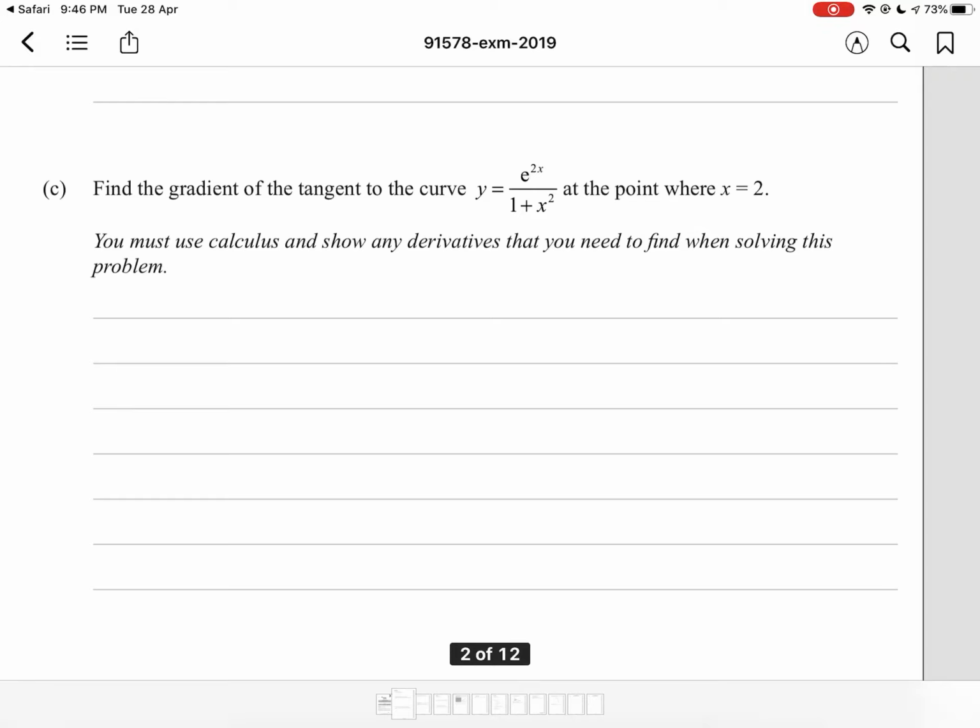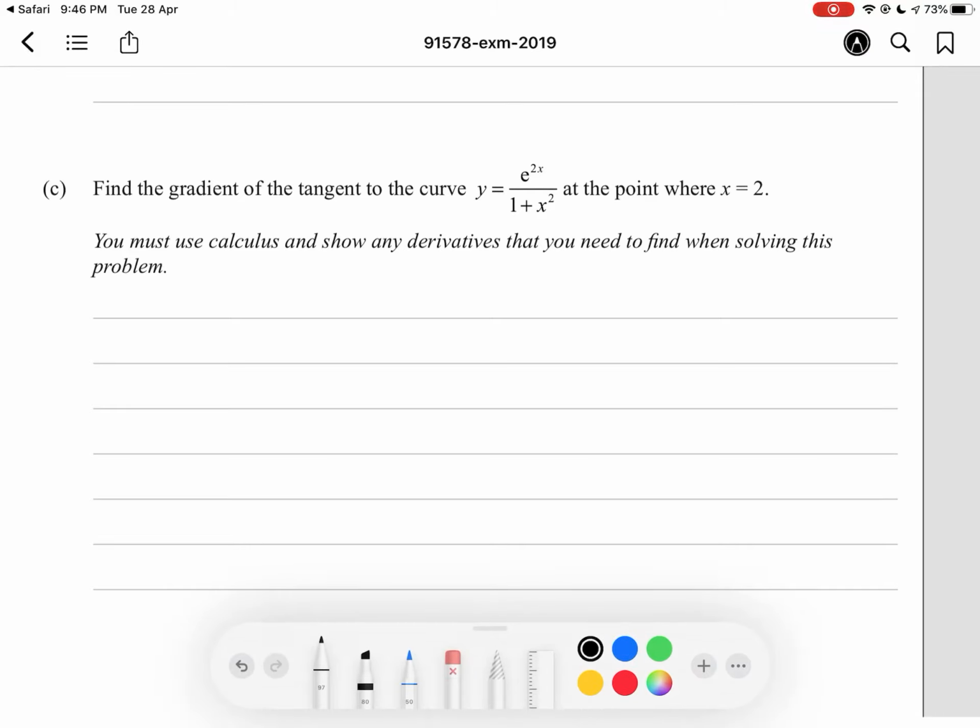Find the gradient of the tangent of a curve y equals e to the power of 2x divided by 1 plus x squared at the point where x equals 2. So in this case, we have a numerator and denominator in a fraction. So I think the most appropriate rule to apply here will probably be the quotient rule. So the derivative of the top function multiplied by the bottom function minus the derivative of the bottom function times the top function, divided by the bottom function squared. I hope that was a big mouthful.